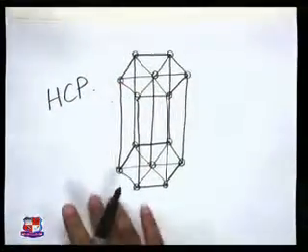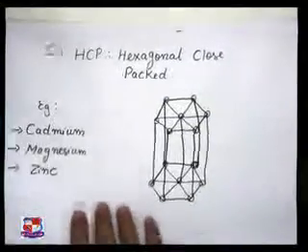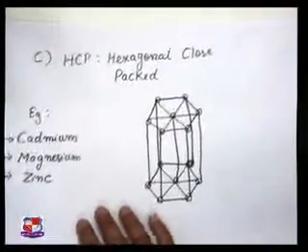Now you can see the examples: cadmium, magnesium and zinc basically have the HCP, that is the hexagonal closed packed structure. This is the thing that one has to keep in mind. So we have discussed all the three cases.